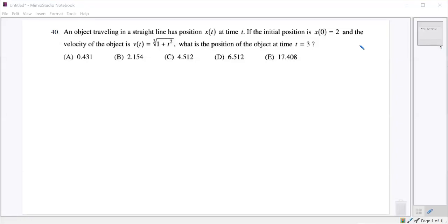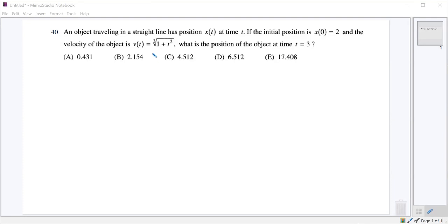So number 40 says we got an object traveling in a straight line. It has a position of x of t at any time t. And then it says if the initial position is 2 when t equals 0, and we're given its velocity, we want to find its position.